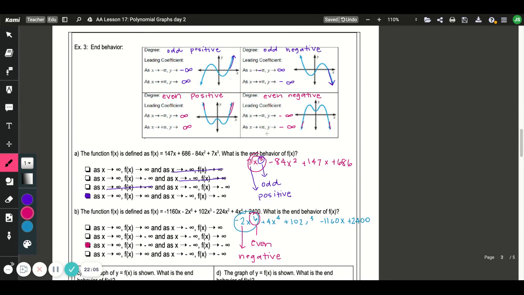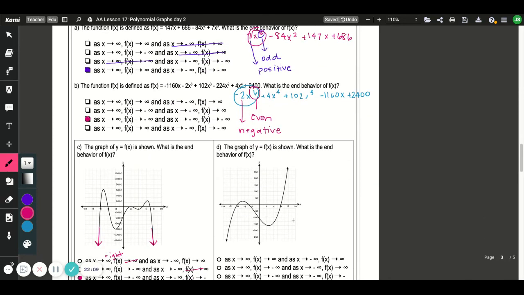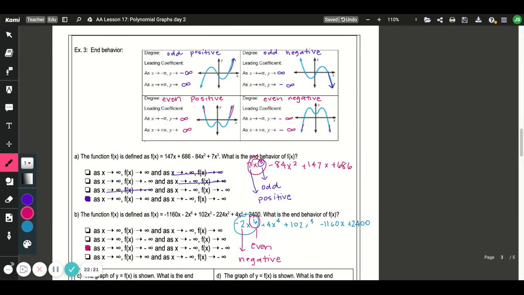And you can use that chart right there. So like for this one, I don't care about any of this middle stuff. All I care is which way the two ends point. So the left goes down and the right goes up. Come back up to the chart and match which of those the left goes down and the right goes up. That's this one, right? Odd and positive. So you can match this with the multiple choice.